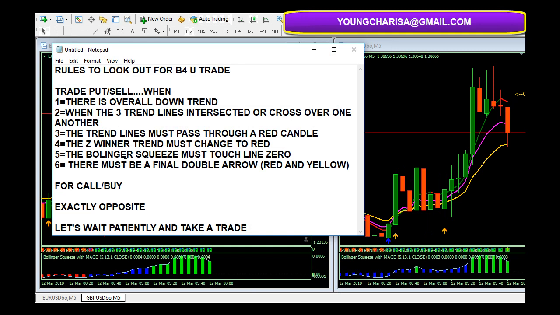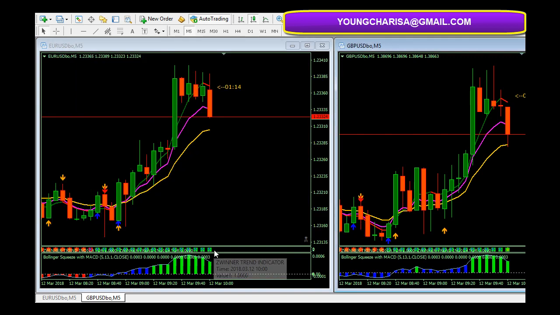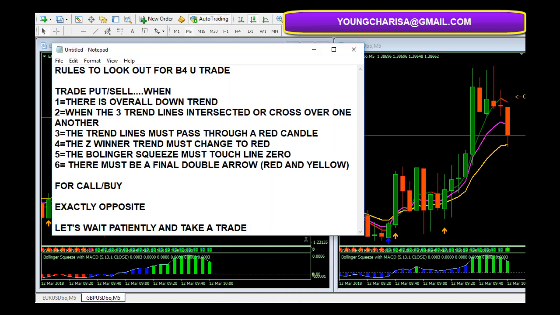Then the Z winner trend must change to color red. This very one here, it must change to color red. This one here is still showing blue. It must change to color red. So let's see what is happening.